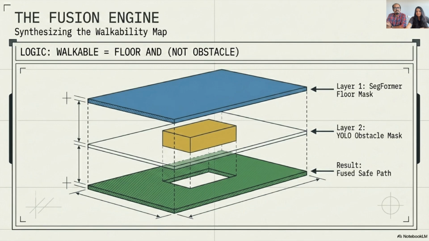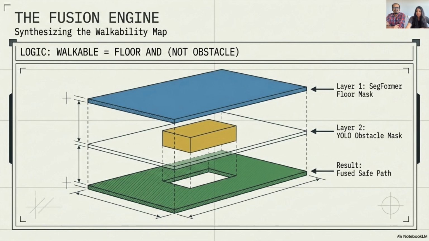The floor mask with obstacle footprints subtracted. The Boolean operation is per pixel and trivially parallelizable. The interesting engineering isn't in the logic. It's in making sure the two input masks are temporally and spatially aligned at the moment of fusion, which is where the asynchronous branch design earns its keep.